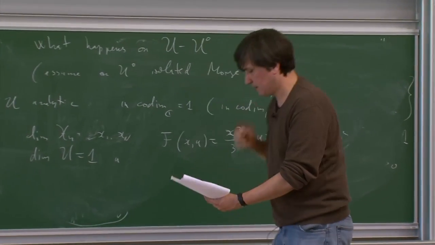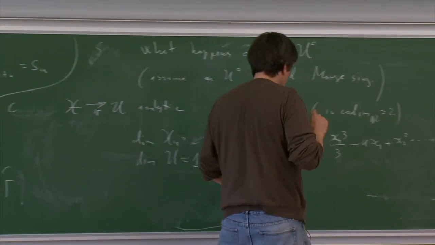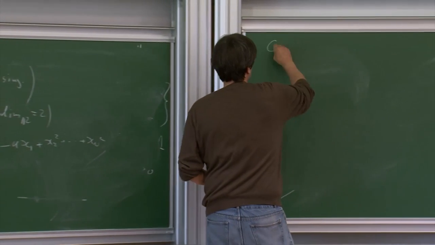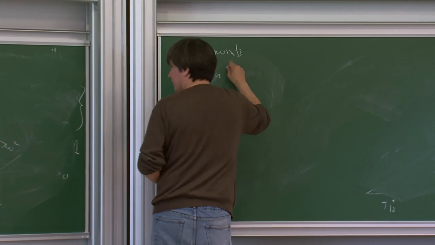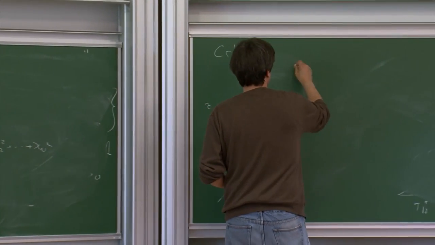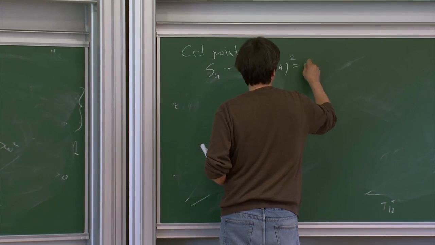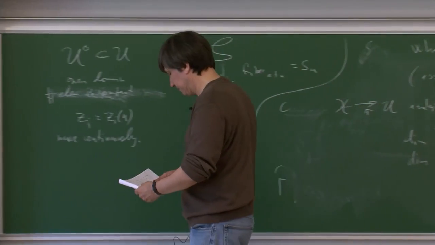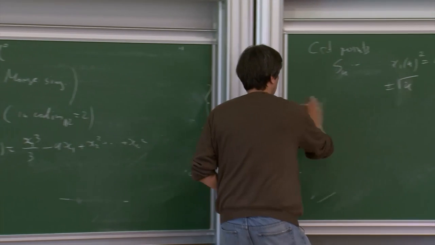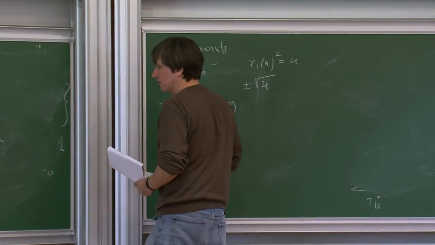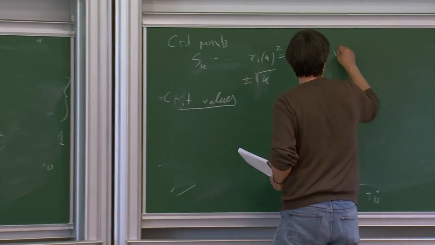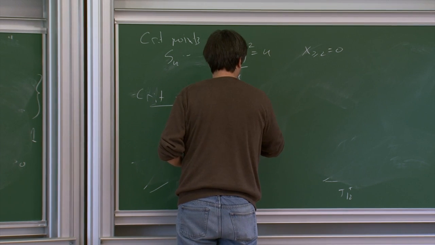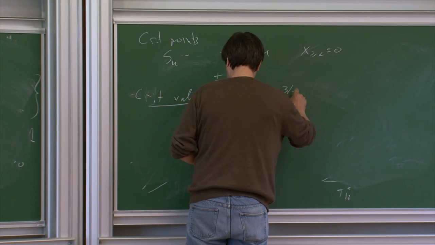So you get this stuff. So what are critical points? Kind of S of u. You can see the derivative is equal to 0. So you say that x1 of u squared is equal to u. So it's plus or minus square root of u. And critical values: you substitute here square root of u, you get minus 2/3 u to the power 3 over 2.